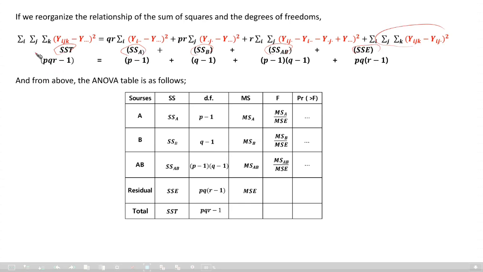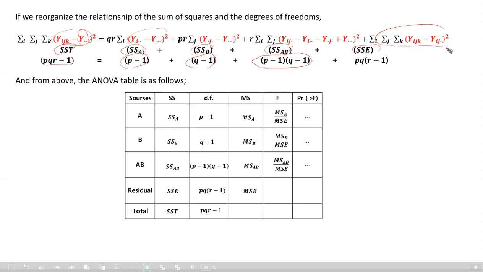Degrees of freedom, what are they? There are PQR many square terms, so the degrees of freedom will be PQR minus 1, because y dot dot dot is the mean of all ijk's. Understand that? How many terms are there here? P many terms, i from 1 to P. So the degrees of freedom is P minus 1, here Q minus 1, here P minus 1 times Q minus 1. It is pretty hard, somewhat complicated.